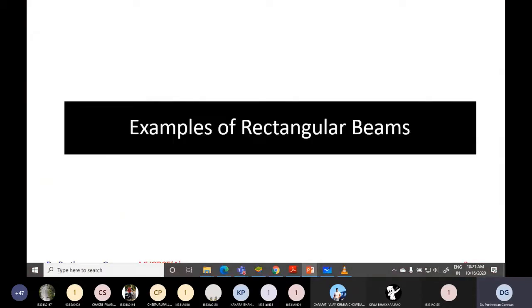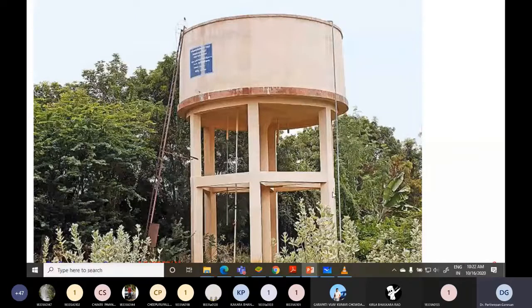Okay, so far what we discussed was rectangular beams. Now, where do you practically find rectangular beams? These are the examples. Following are examples of rectangular beams. For example, it is a water tank, right?